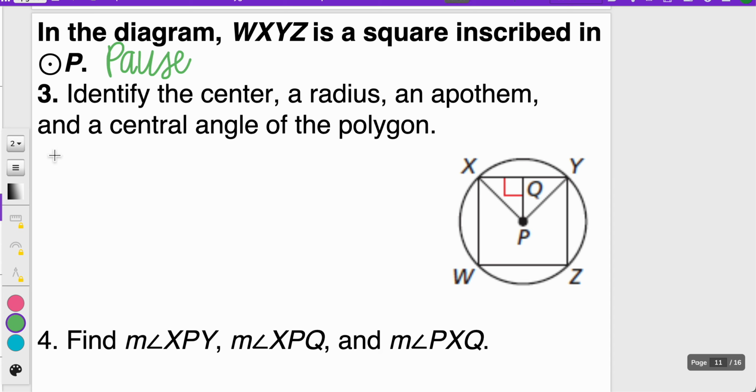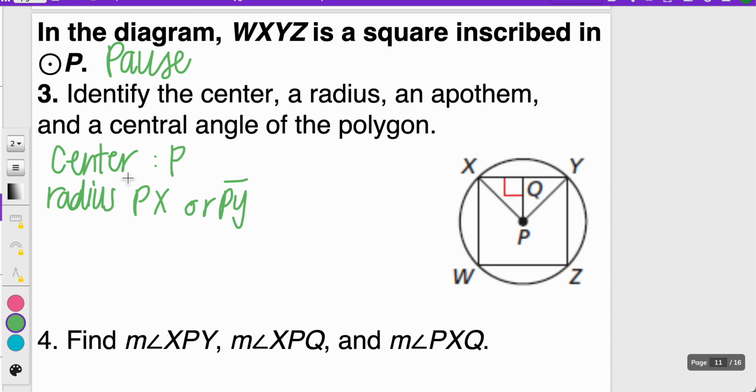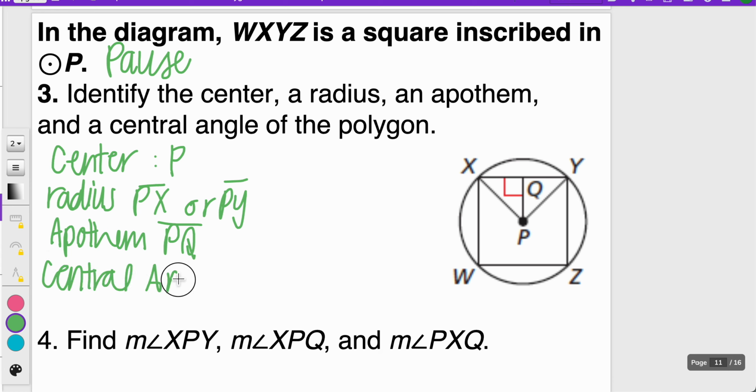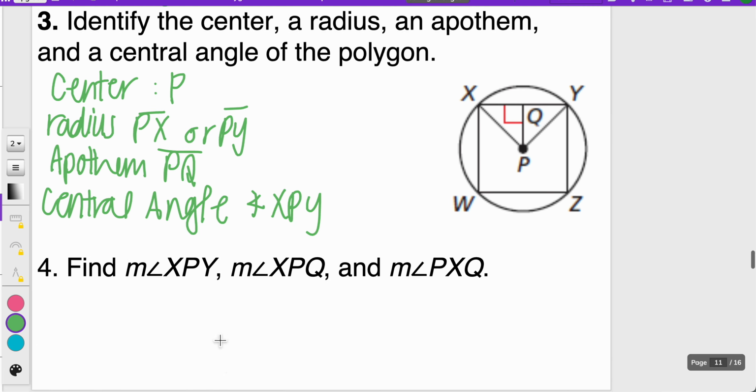All right, center, radius, apothem, and central angles. Let's start with our center. Our center is the letter P. We have our radius. You can choose 2 things here. You can say PX or PY segments. The apothem is PQ, and the central angle we would just say is angle XPY or YPX, okay?